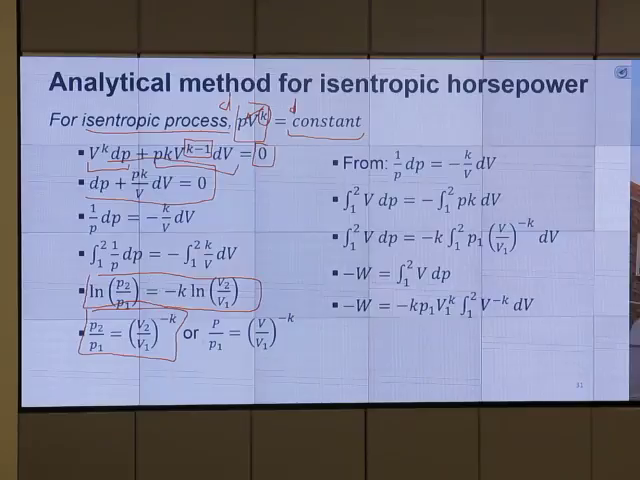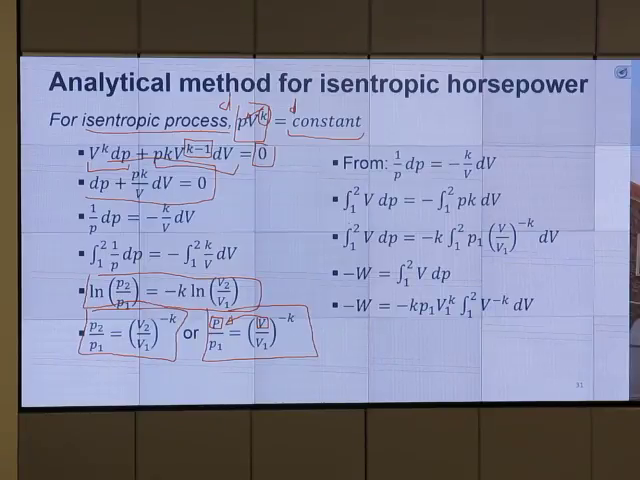So if you move from P1 to any pressure P, you get the volume at that pressure divided by volume 1, to the power of minus K. This is for any isentropic process. Okay? We make note of this and we will use it to substitute back somewhere. And we start again from 1 over P dP equal to minus V over K dV.